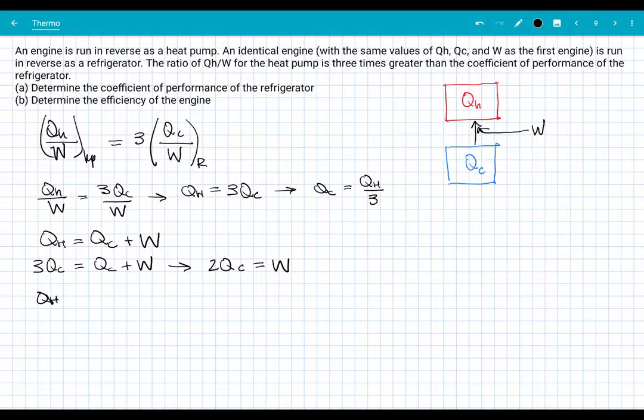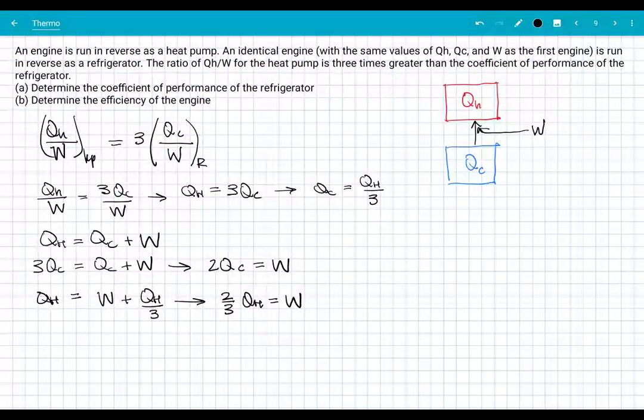QH, whoops, is equal to work plus, now what's my QC? QC, remember, is just QH over 3. So this renders me another relationship here. 2/3 QH is equal to work. So I'm taking these proportions, starting with this 1/3 and this other information here, and I'm able to write out some relationships just using a little bit of algebra and first law, right? Putting those things together. So now this allows me to start answering the questions that they want here.